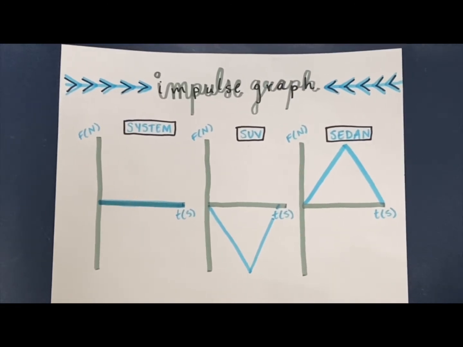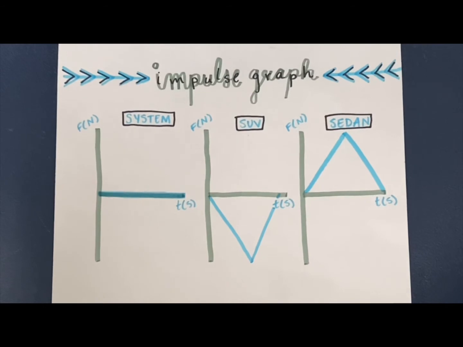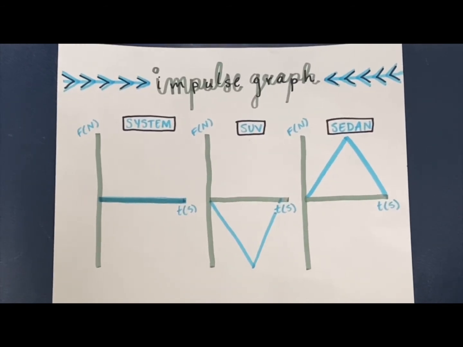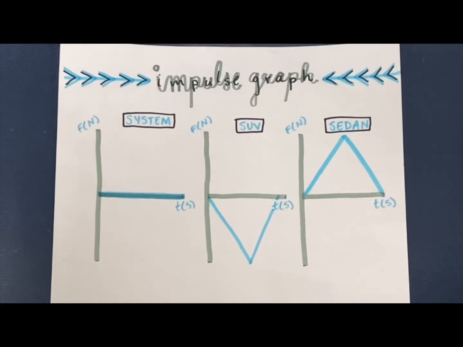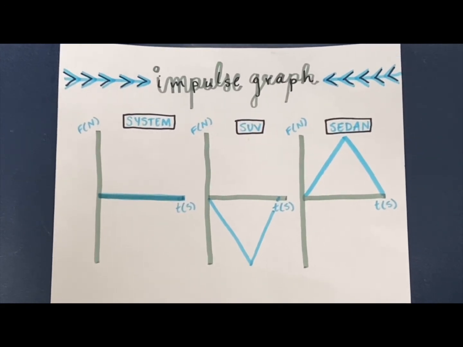Impulse is the change in momentum of a system. The impulse graph shows the change in momentum of the system at the point of collision. For the total system as a whole, the impulse is 0 because there is no change in momentum. However, for the SUV, there is a decrease in momentum, so that means it has a negative area.